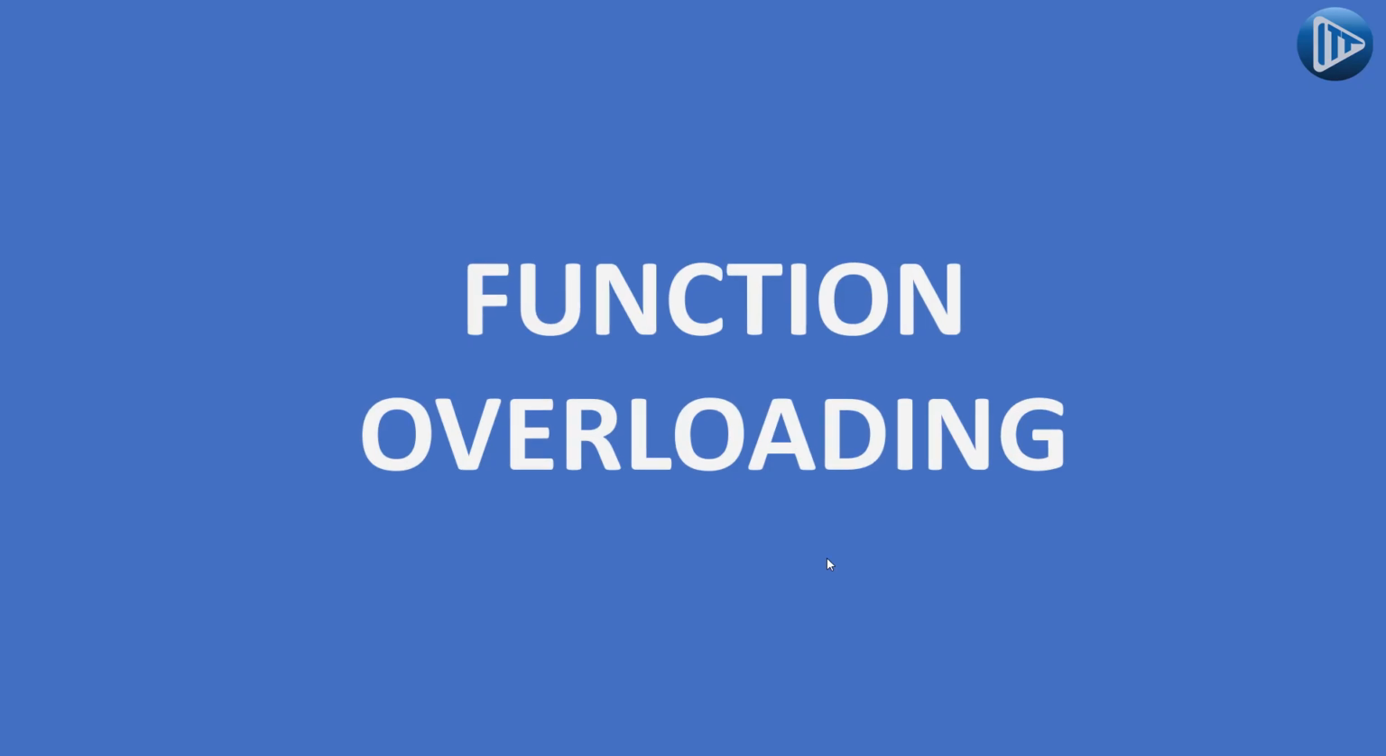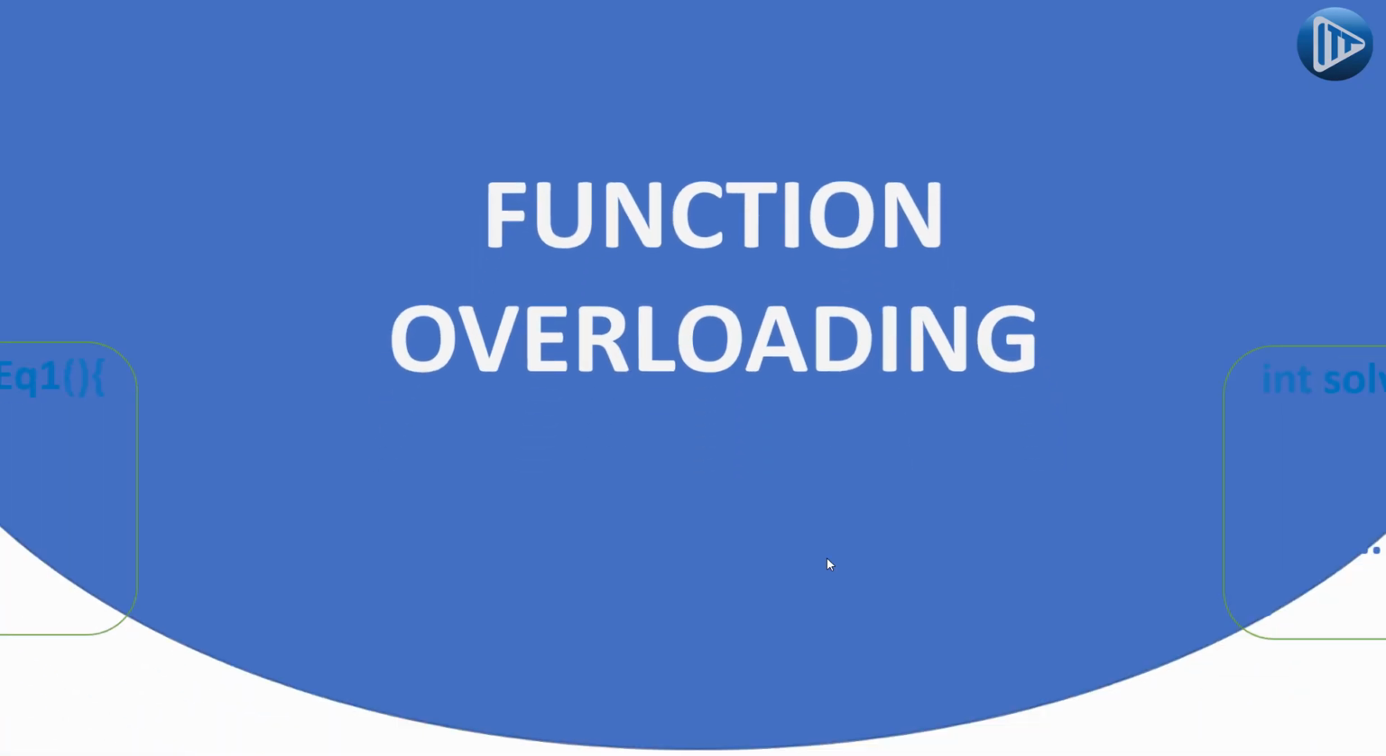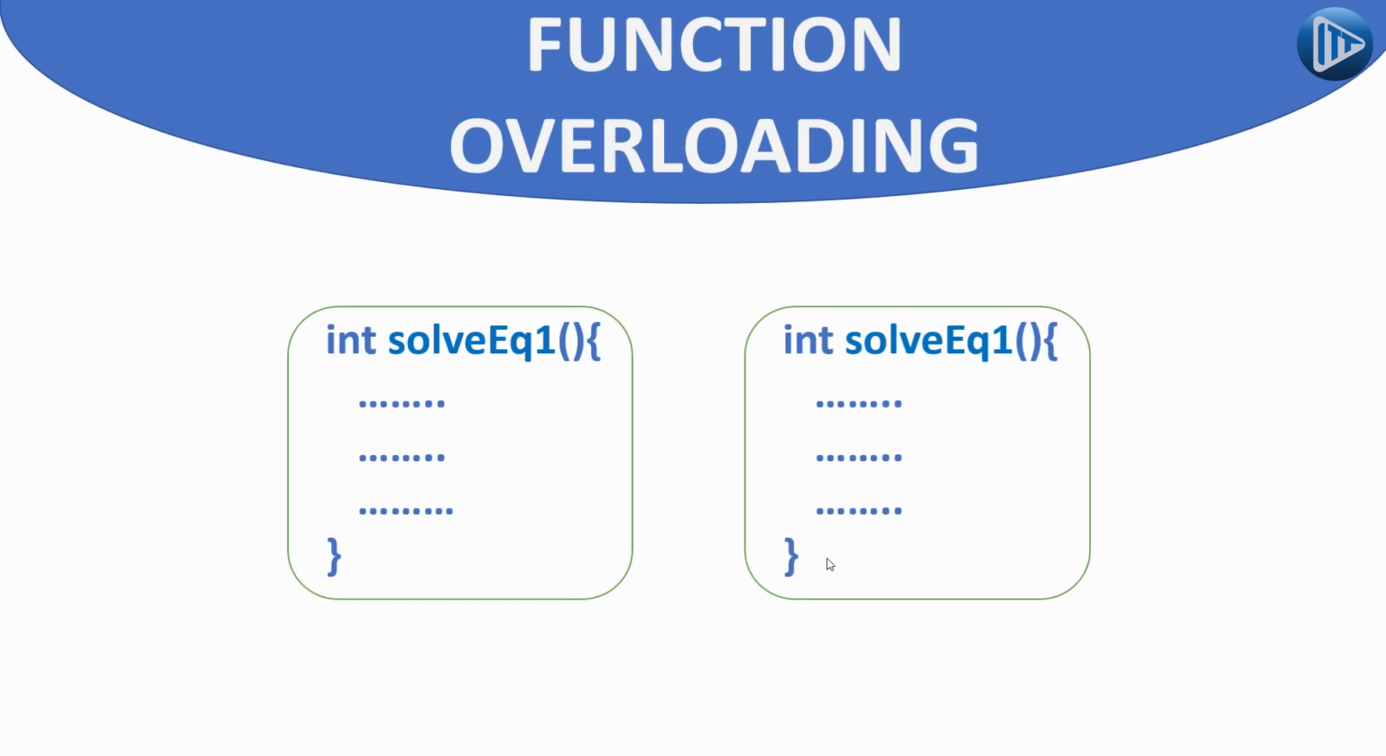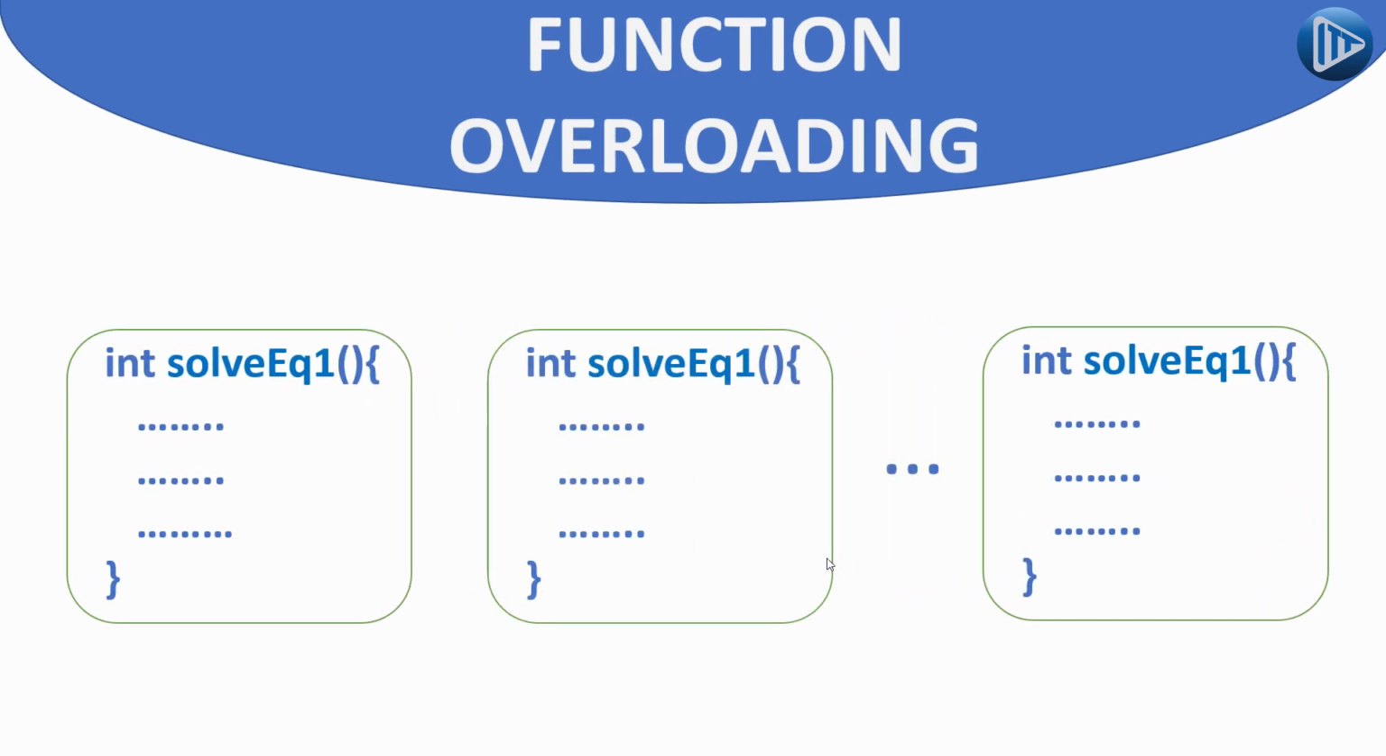So what is function overloading? Function overloading is a way to create two or more functions with the same name. Like as you can see over here, all these functions have the same name, which is solve equation 1, solve equation 1, solve equation 1, which is impossible without the overloading. Well, it will throw an error if we didn't use the overloading method.